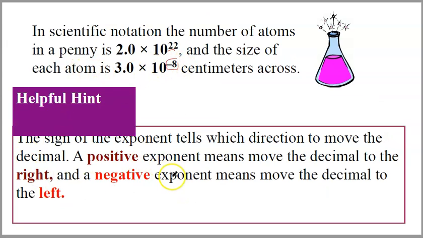So the sign on the exponent tells which direction to move the decimal. A positive exponent means move the decimal to the right. So it's going to go out this way and be very large. If you see a negative, you're going to move it to the left, and you're going to have a very small number.